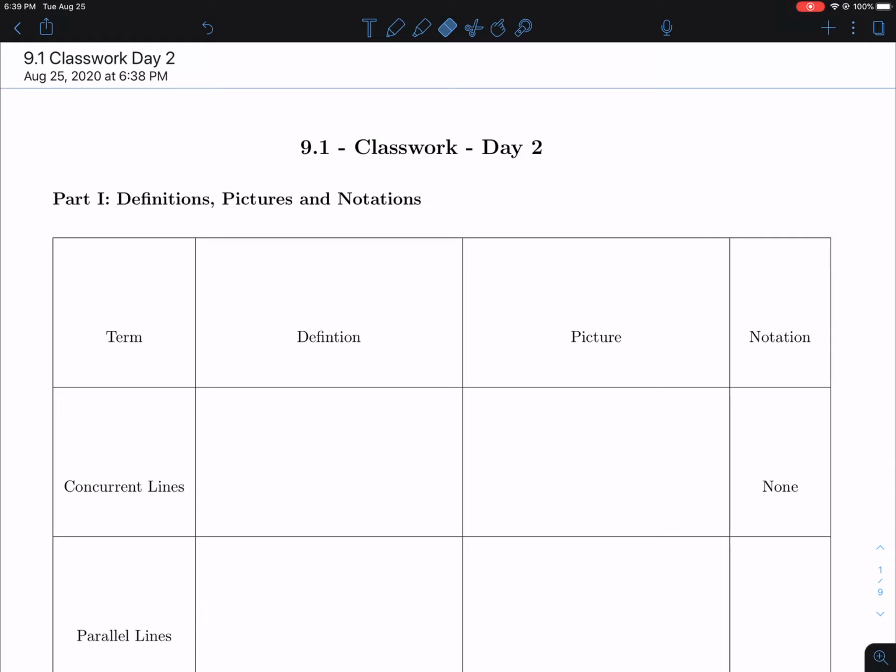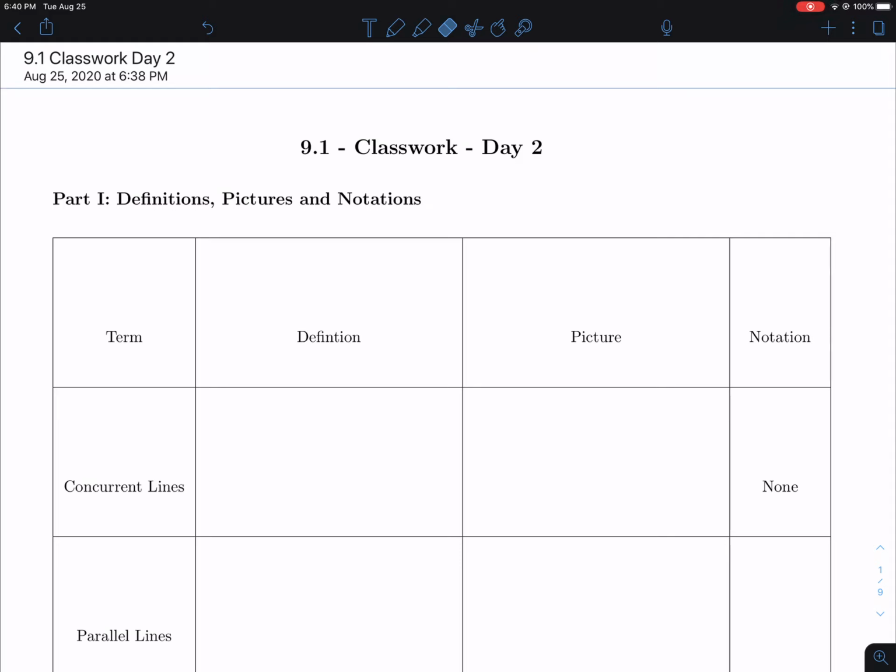So, hopefully, everybody did a good job and survived day 1 and is ready to start back at it for our second class. In this class, we're going to continue on with more figures in the plane. Again, we're going to start off with a bunch of definitions in this case.